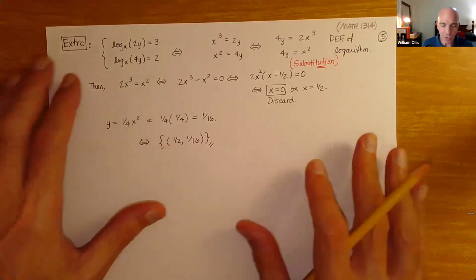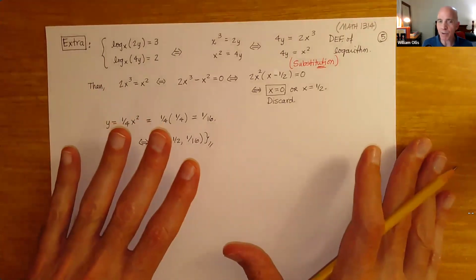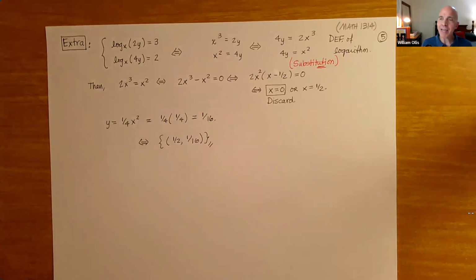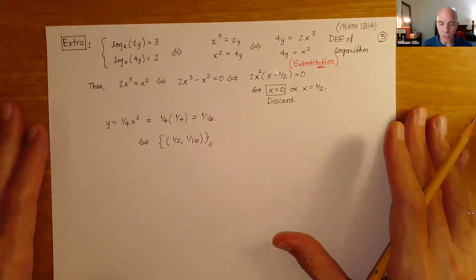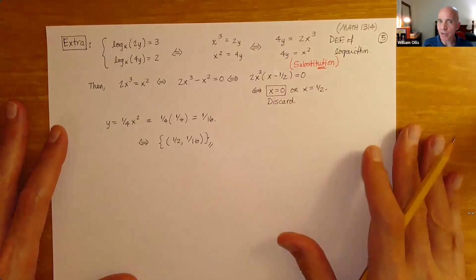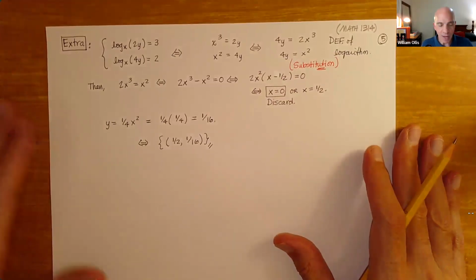So this was, I wrote extra here, but this is kind of fun because again, this is back talking about the types of functions that we spent time on. That is the logarithmic function and the exponential. And we see how we can tie those in to a system of nonlinear equations.